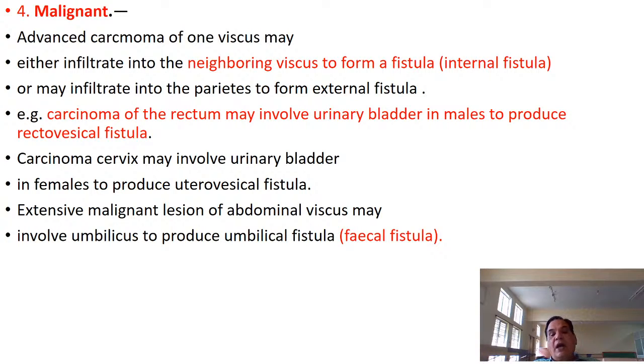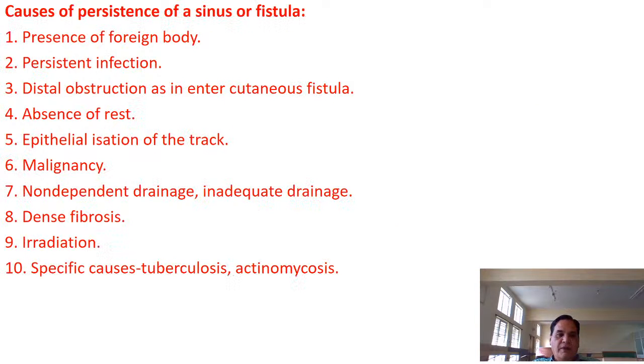Carcinoma of the rectum either comes out or it will involve the adjacent structure. You understand? Grade 4 malignancy means what? Whenever a neighboring viscus or structure is involved, it goes to T4. So all T4 malignancies present in the form of a sinus or fistula. It can be internal, it can be external. In females, carcinoma cervix involves the urinary bladder. Extensive malignancies in the abdominal wall do present as a fecal fistula. So it is a grade 4 malignancy, that is T4, that gives rise to fistula.